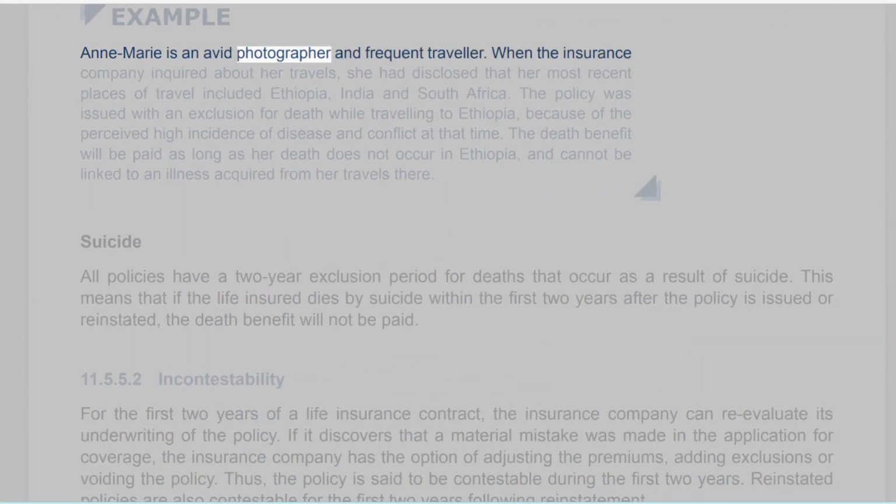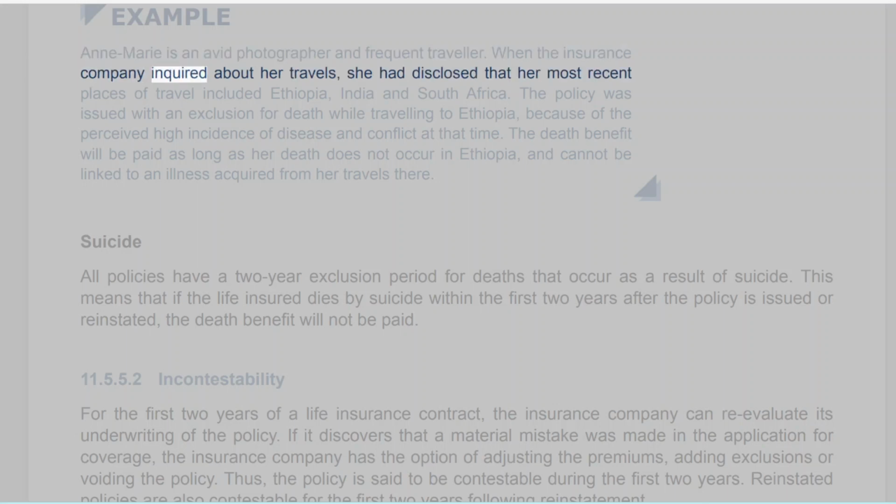Anne-Marie is an avid photographer and frequent traveler. When the insurance company inquired about her travels, she had disclosed that her most recent places of travel included Ethiopia, India, and South Africa. The policy was issued with an exclusion for death while traveling to Ethiopia, because of the perceived high incidence of disease and conflict at that time. The death benefit will be paid as long as her death does not occur in Ethiopia, and cannot be linked to an illness acquired from her travels there.